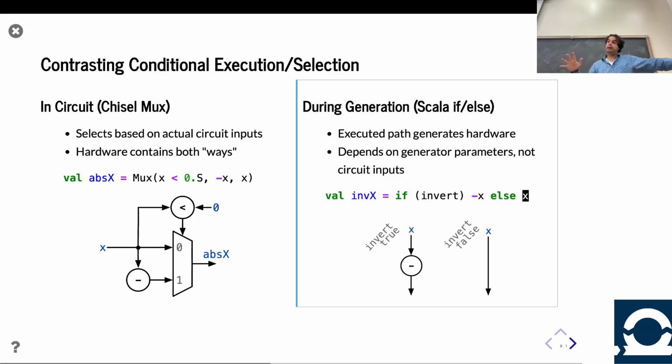And the hardware is always the same from then on. So the hardware is not going to be conditional. The hardware is static, unchanged. It's wires or whatever. But the program that generates it can be flexible.